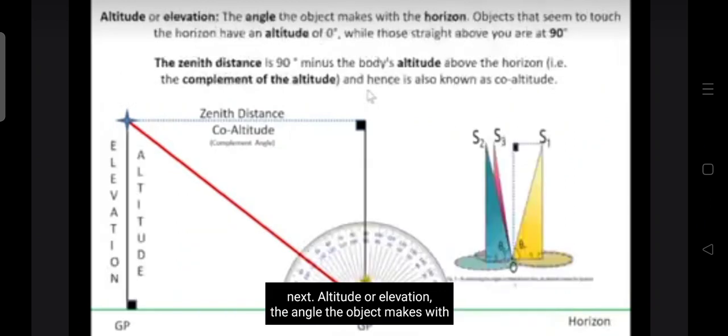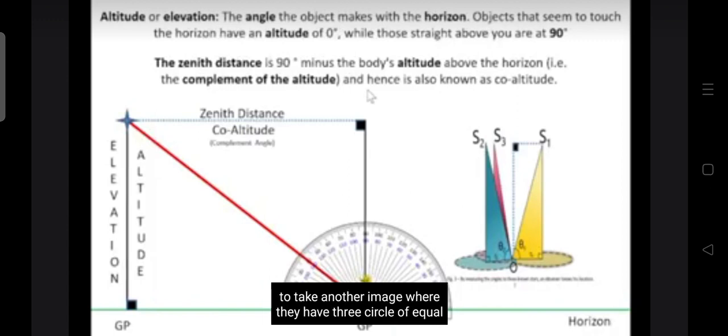Altitude or elevation, the angle the object makes with the horizon. Objects that seem to touch the horizon have an altitude of 0 degrees, while those straight above you are 90 degrees. The zenith distance is 90 degrees minus the body's altitude above the horizon, the complement of the altitude, and hence is also known as co-altitude.